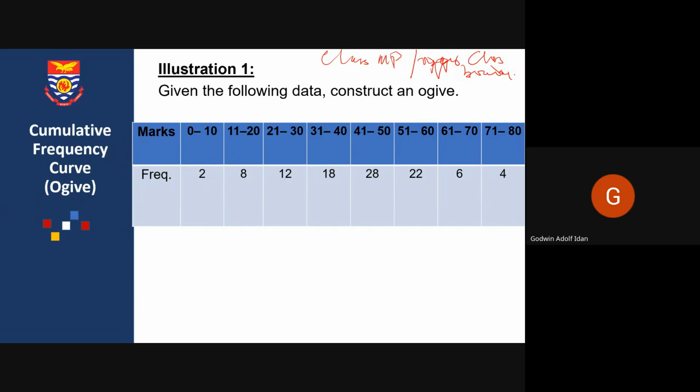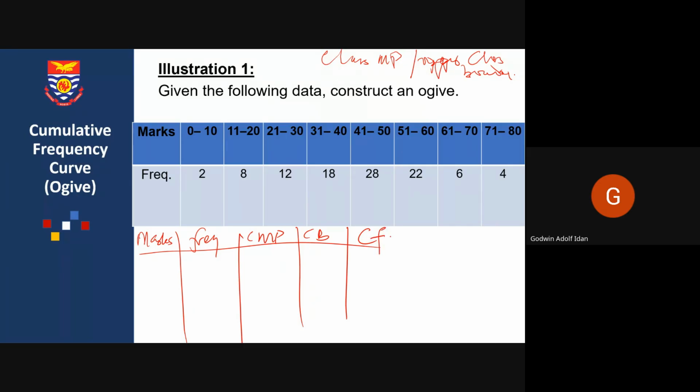Or we can equally forgo the class boundary issues, compute the class midpoint and plot the midpoint against the cumulative frequency. So by way of solving this, we can have our marks here. We have the frequency. We just develop the table. And then let's assume you're going for the class midpoint, and at the same time, let's also go for the class boundary, and then we have the cumulative frequency. So this is how it's going to be.